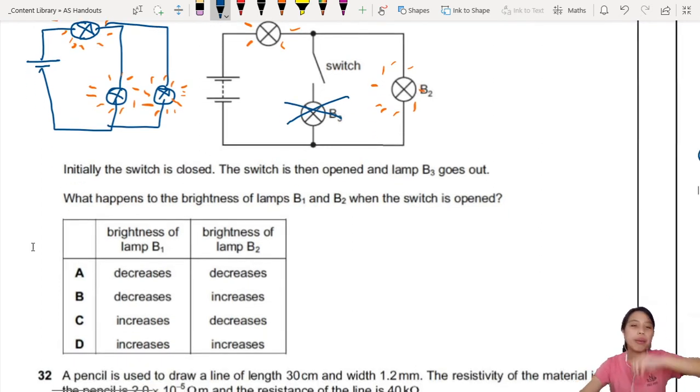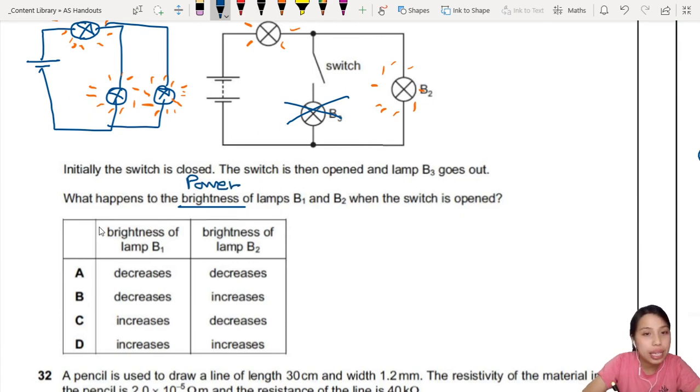Pause the video, take more time if you need to, okay? Alright, so brightness. First thing, whenever you see questions about brightness, it's related to the power of the lamp. P, power, in units of watts. So what happens to the power of B1 and B2 when the switch is opened?